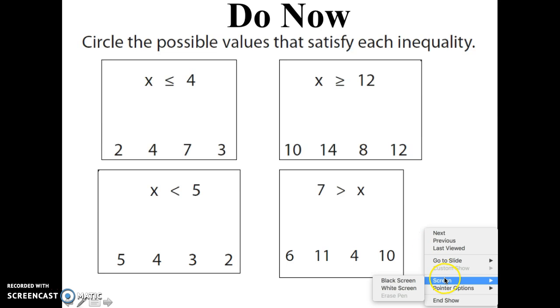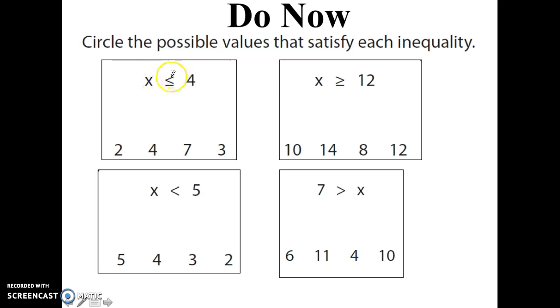Okay, so when we look at this, we have x is less than or equal to 4, which means that we can include this number 4. Because it's less than, we have 2 and 3. Again, the reason we can include the 4 is because of this "or equal to." 7 is the only one that's not.